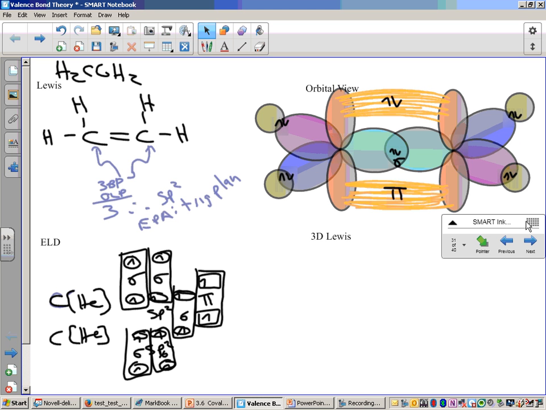Excellent. That's a pi bond. That's good stuff. Isn't that a beautiful thing? I think that's a beautiful thing right there. That molecule. It's a great thing.